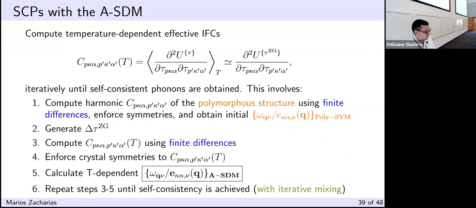We compute the interatomic force constants using finite differences, and then we enforce the crystal symmetries to the temperature-dependent interatomic force constants, and by diagonalization, we can calculate temperature-dependent phonon frequencies and phonon polarization vectors. Then we repeat steps 3 to 5 until we obtain self-consistency. And we found that if we do iterative mixing, the convergence for the iterative procedure speeds up a lot.